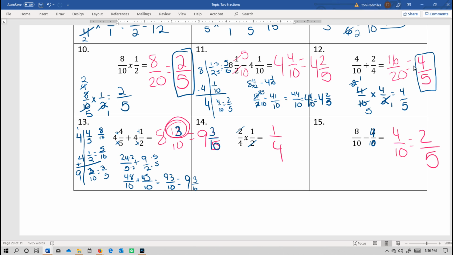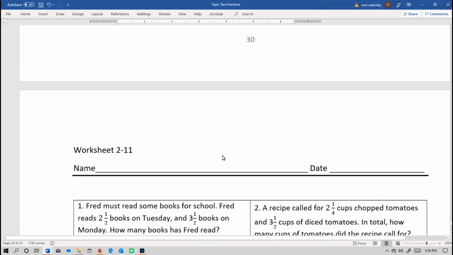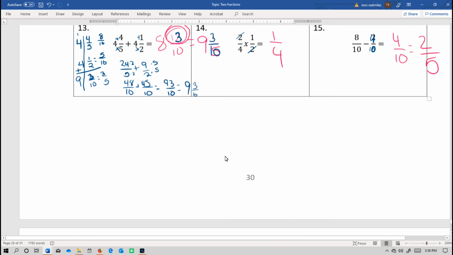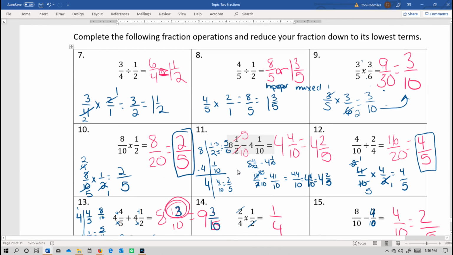All right, that's all it for this worksheet. And I think, oh no, there's one more worksheet in this unit. So I'll see you guys in class.